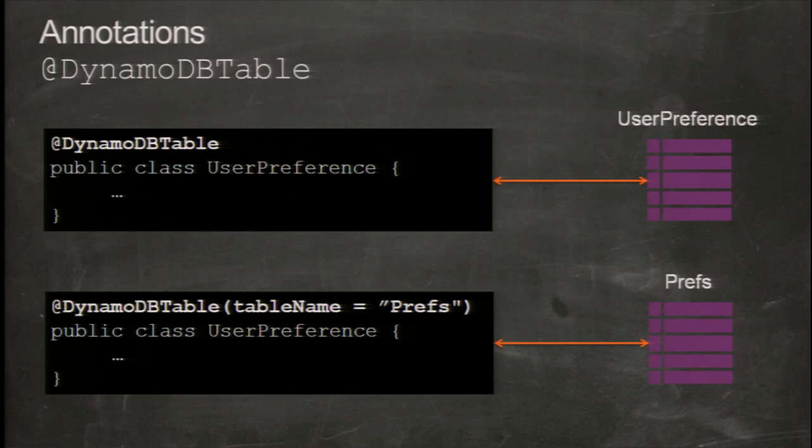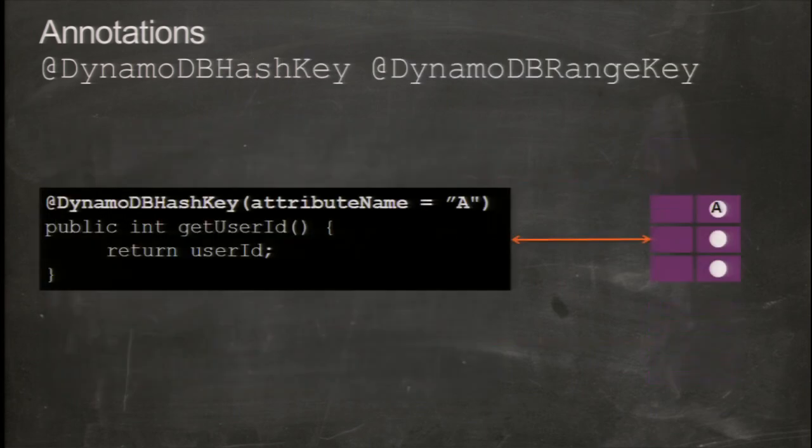So now I'd like to go into detail with some of the annotations available in the mapper. And the first and the most important one is our DynamoDB table annotation. So by default, we can just apply the DynamoDB table annotation by itself with no other options, and we get a table created for the name of the class. So in our top example, our user preferences class gets mapped to the user preferences table. But if we don't want to use that mapping, we can override it with the table name override, and on the bottom, we map the user preferences class to the table prefs.